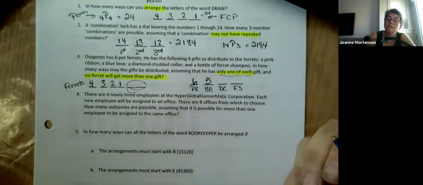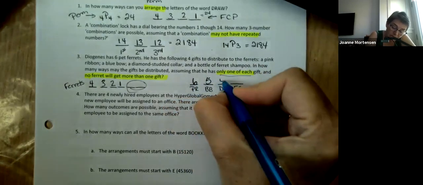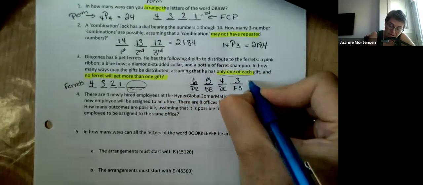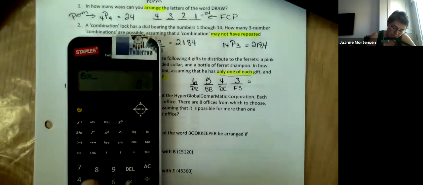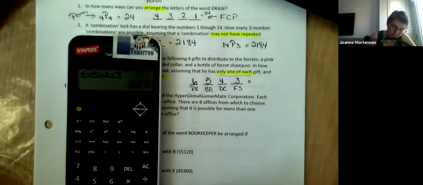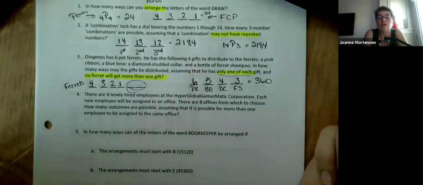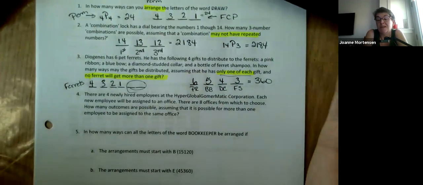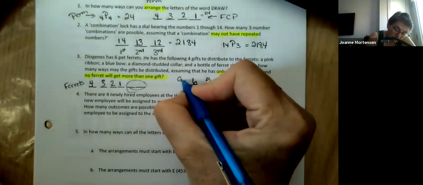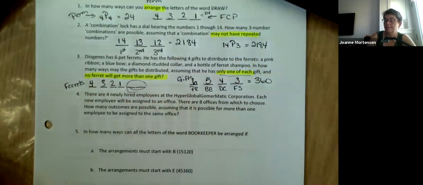So he gives that to his very favorite ferret, and then he's going to have how many left? Right, 5 ferrets to give the gift to. And then he will have 4 ferrets. And he will have 3 ferrets. So 6 times 5 times 4 times 3 is 360. I guess you could think of that in terms of you have 6 ferrets and you need to arrange 4 of them in a row. Those are the 4 that are going to get the gifts. But I hope you can see that that one's not going to work.